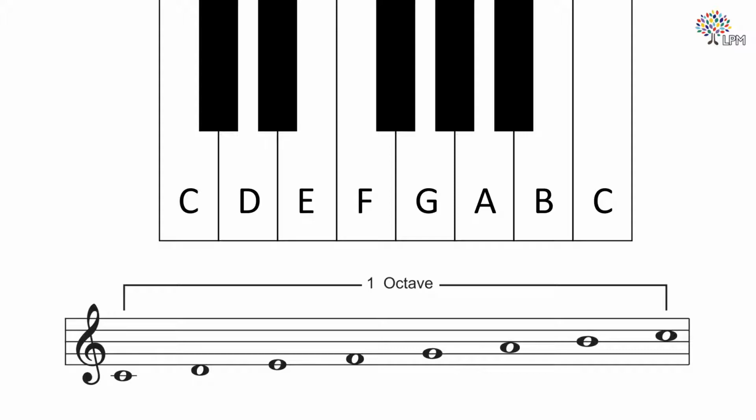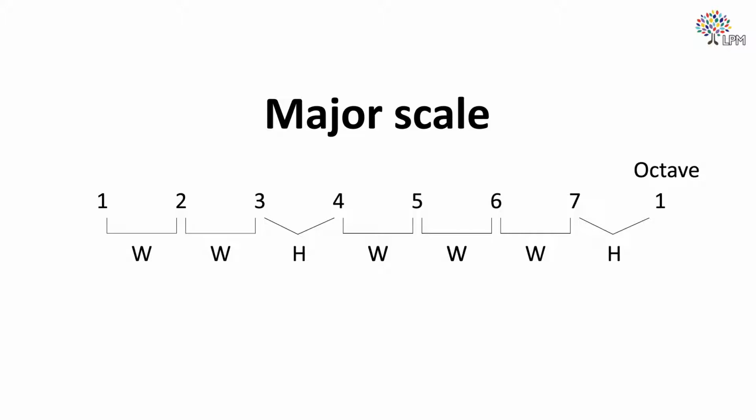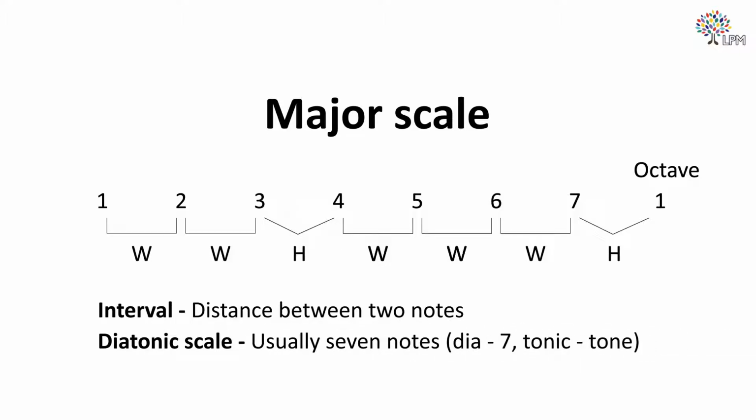So what is a scale? A scale is a succession of notes that are arranged in a specific order of intervals. The major scale is a diatonic scale, which means it contains 7 notes. Each note of the scale is referred to as a scale degree. So the first note is the first scale degree, second note is the second scale degree, third note is the third scale degree, and so on and so forth.